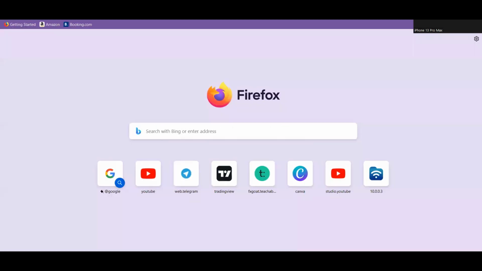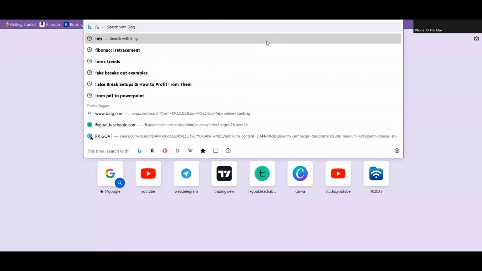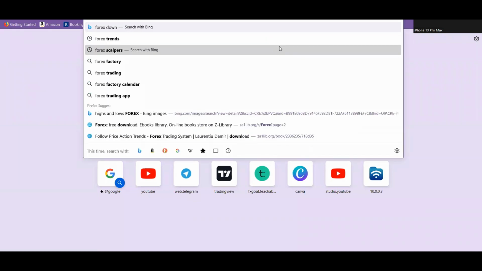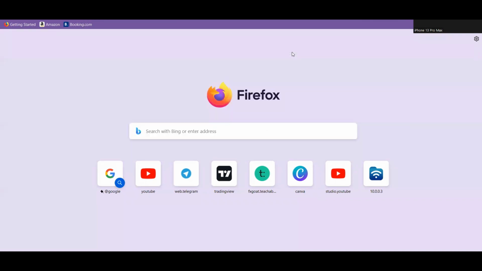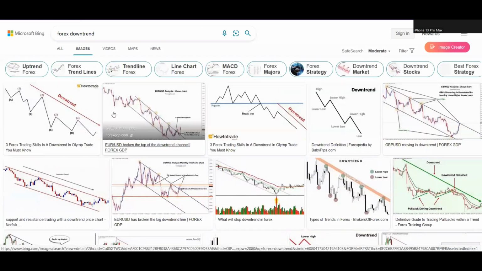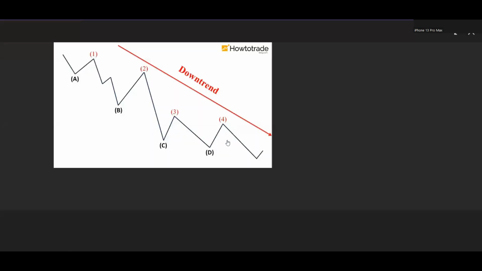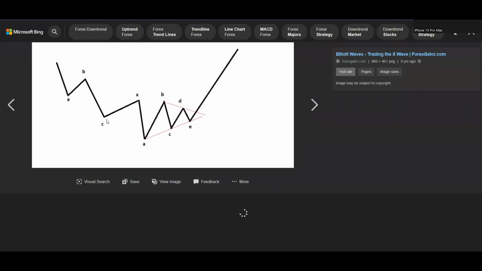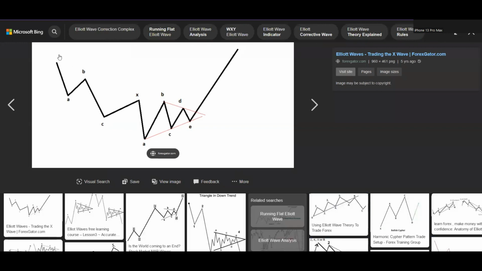To show you what a downtrend is, let's just say Forex downtrend. This is how a downtrend is being made. A change of direction is made by that as well.